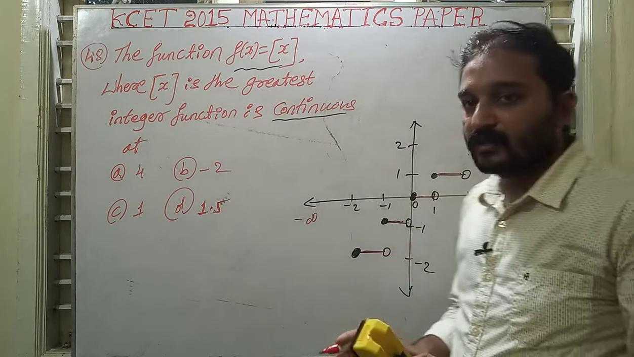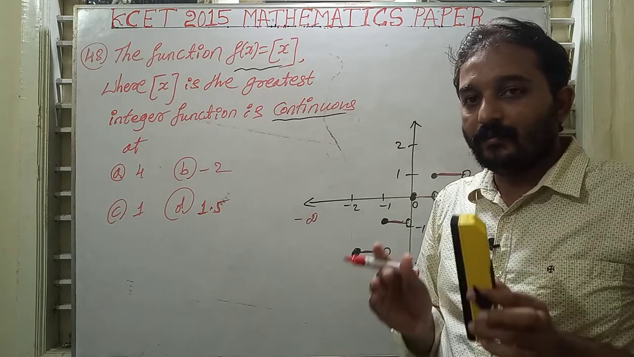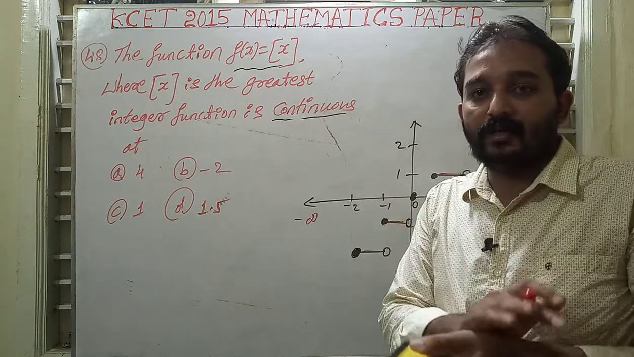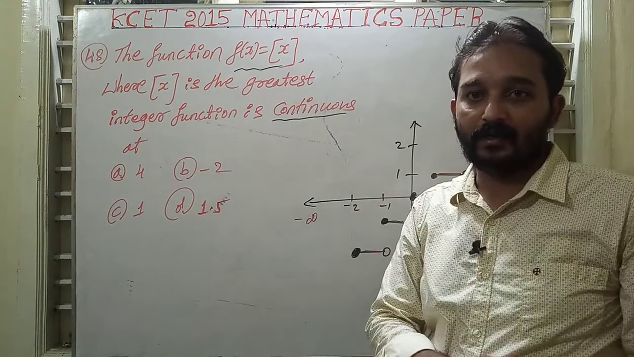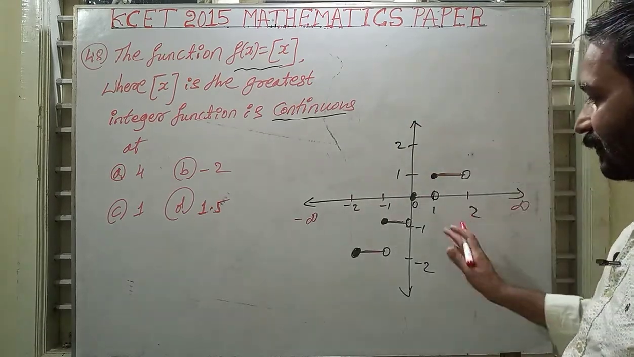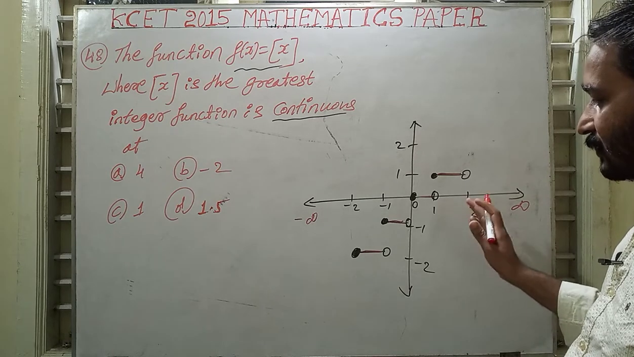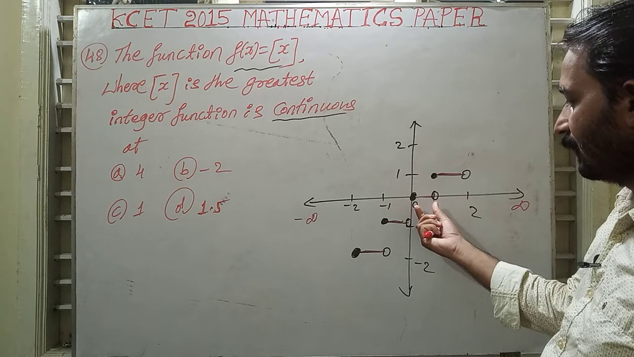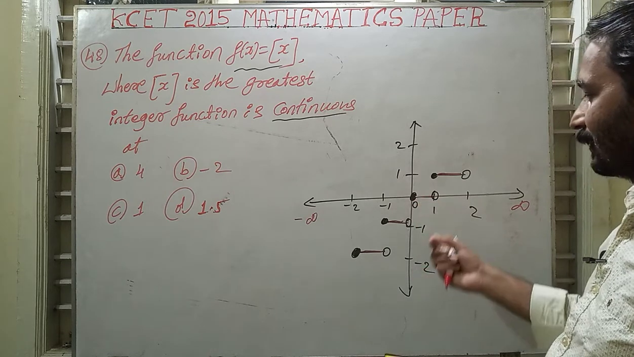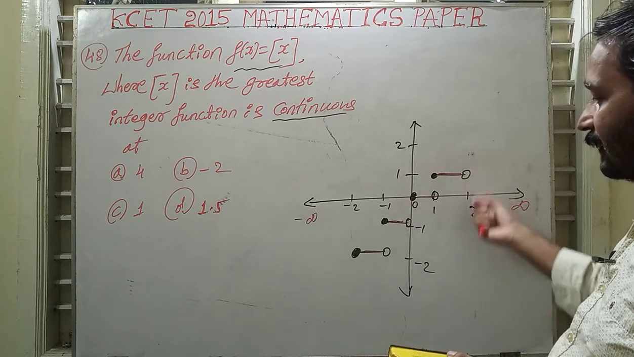The greatest integer function is continuous in between any two integers. It is discontinuous at every integral point. Okay, so see the graph. The same explanation, the graph is showing it, you must have seen. It is continuous between every integer, but it is discontinuous at every integral point.